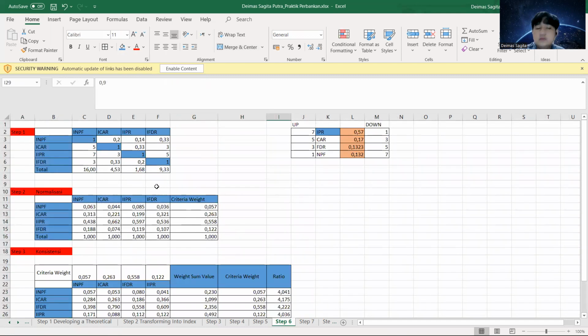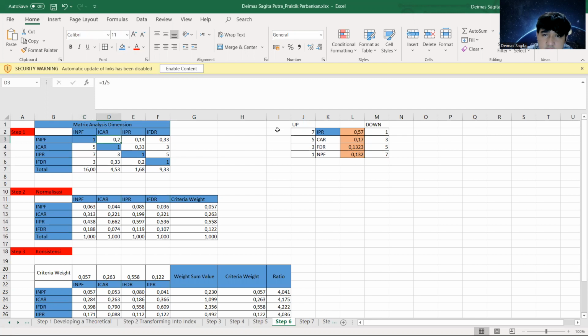So in step 6, let's continue. In the first step, we try to find the metric analysis dimensions. We try to make the table, just like this: INPF, ICAR, IPR, FDR. So we try to find the metrics for our data, just like this.